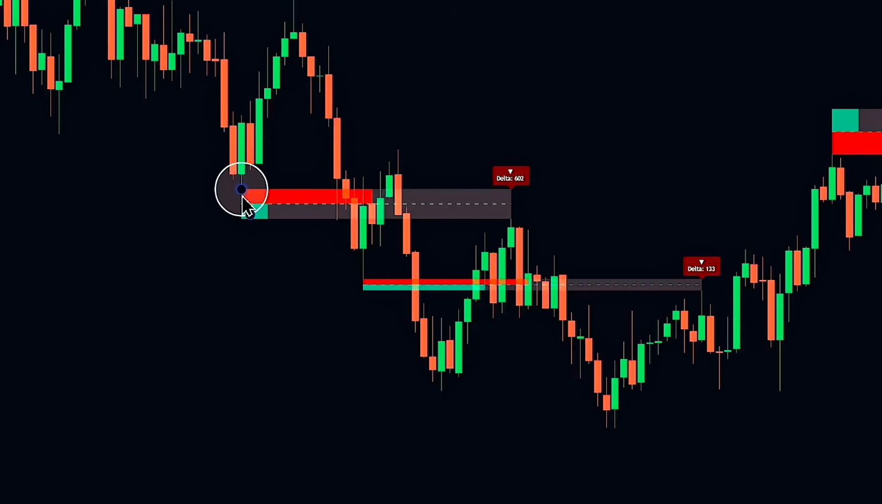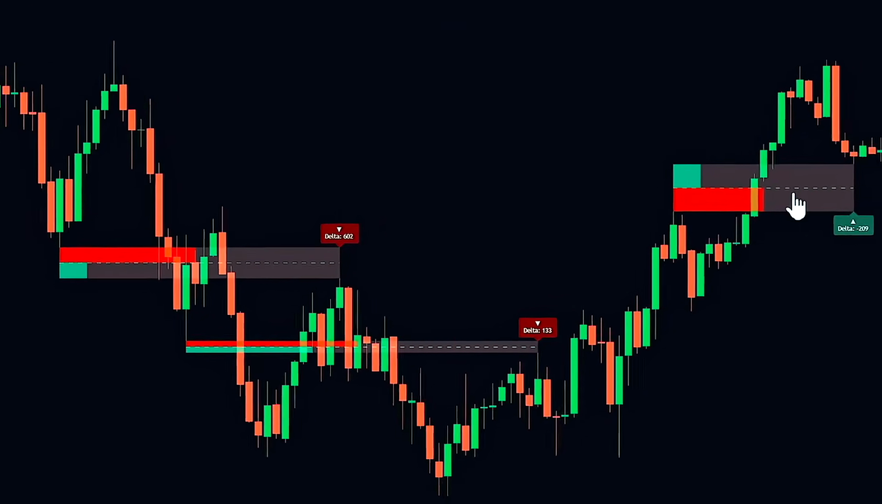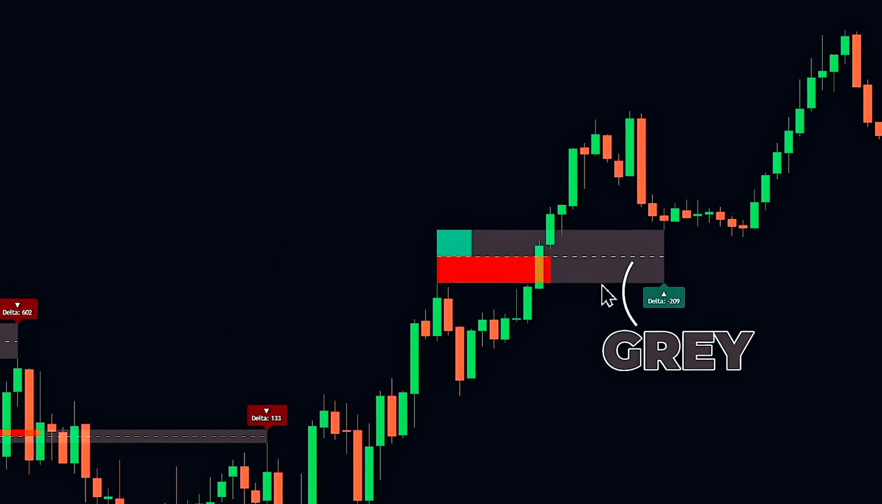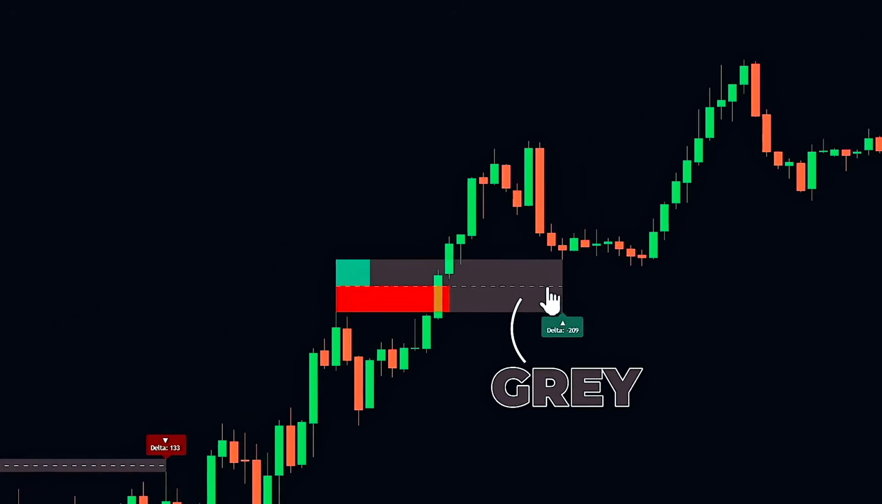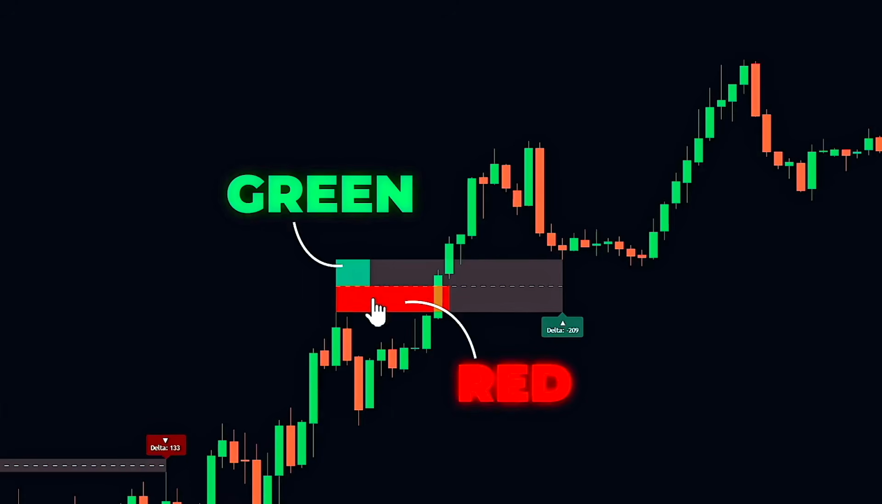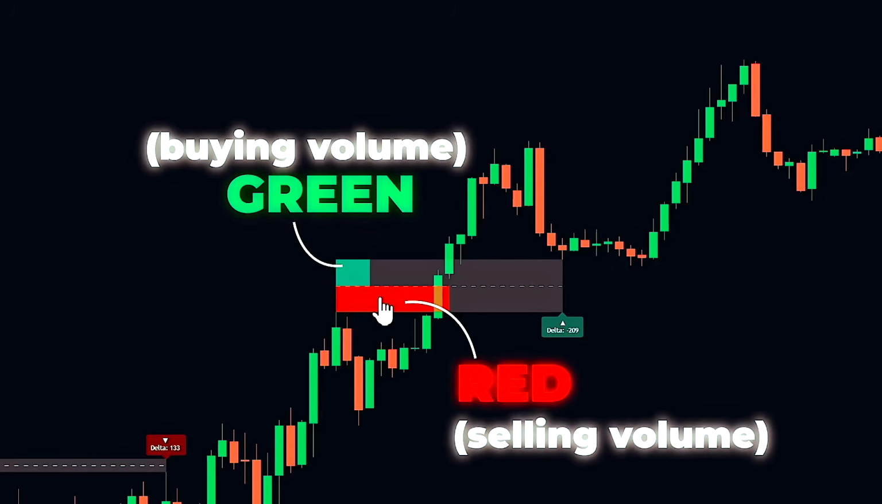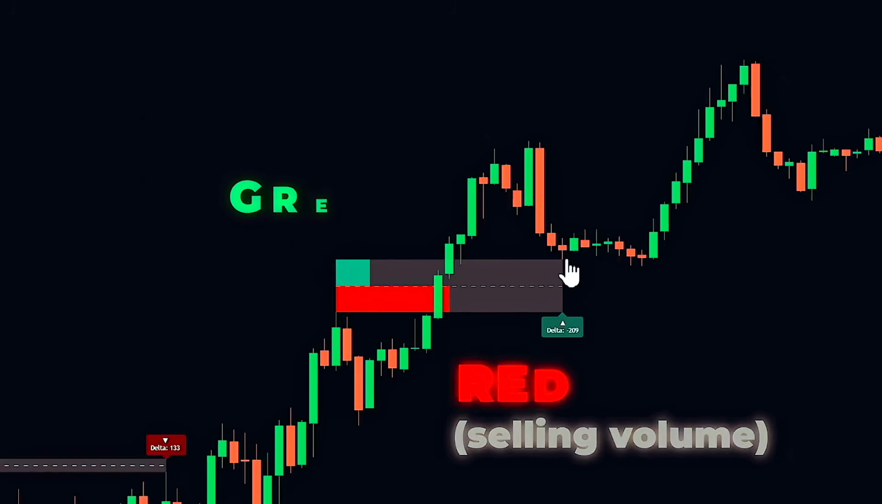Now, if you pay close attention to these lines, you'll notice they appear in three different colors. The basic shade is gray, and that's paired with a thin middle line. Then there's green on top and red on the bottom. The green area points to buy-side volume, while red marks sell-side volume. This volume reflects what's happening as price retests a broken support or resistance level.